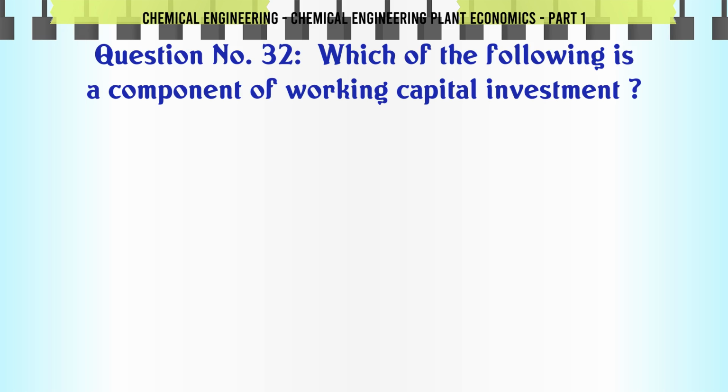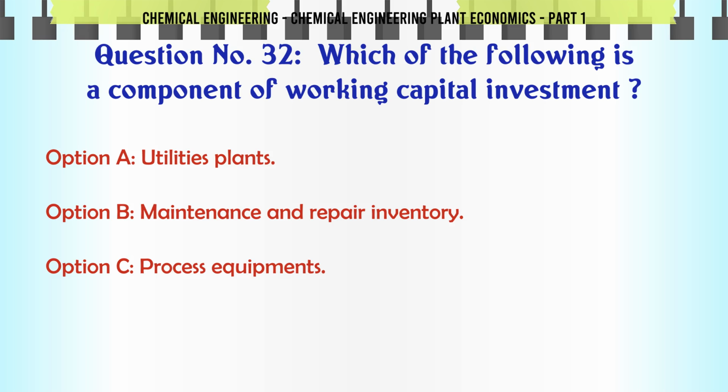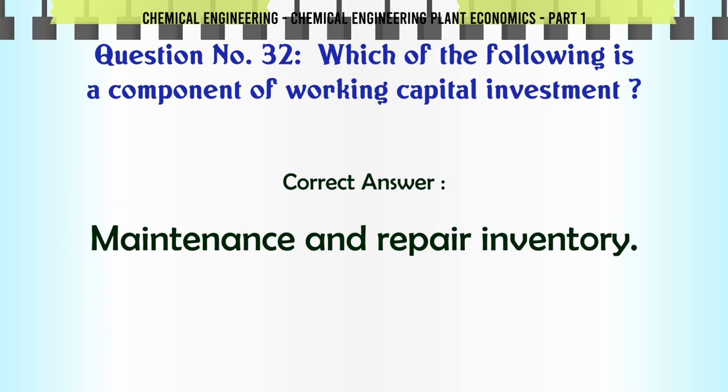Which of the following is a component of working capital investment? A. Utilities plants, B. Maintenance and repair inventory, C. Process equipments, D. Depreciation. The correct answer is maintenance and repair inventory.